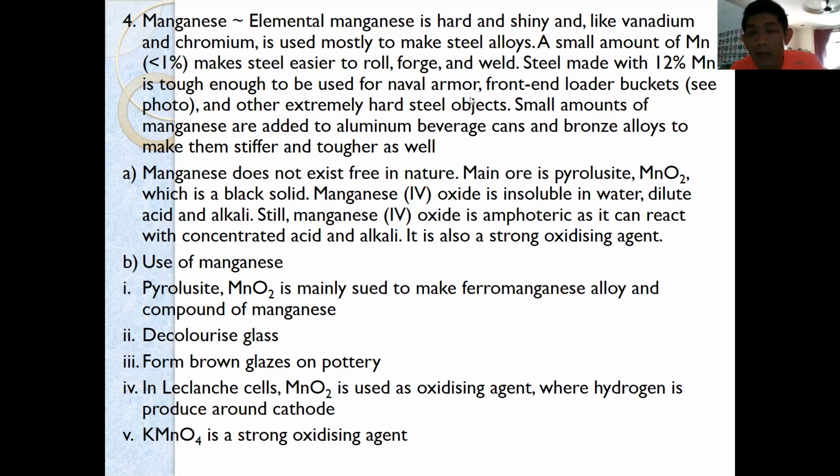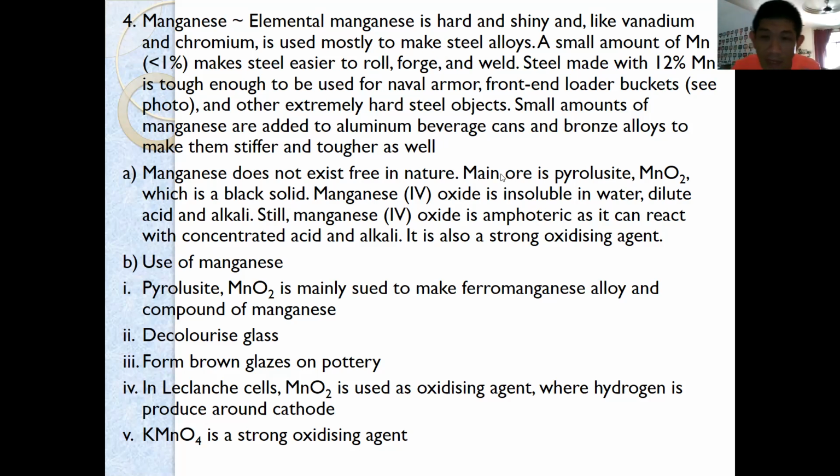That means anti-bullet armor and also anti-missile armor, front end loader buckets, and other extremely hard objects. Okay, a small amount of manganese is added to aluminium beverage cans, and to bronze alloy, which makes them safer and tougher as well. So manganese does not exist free in nature. That means you do not have pure manganese.